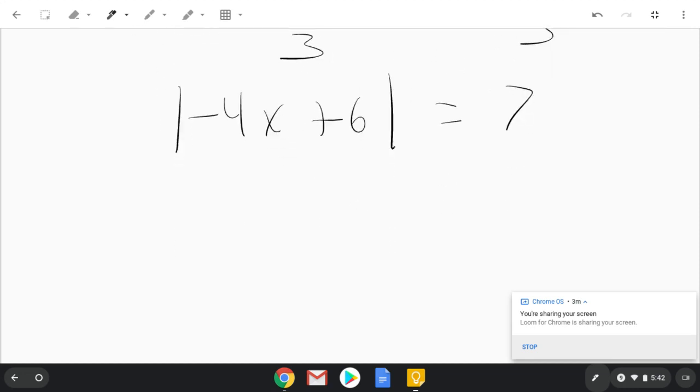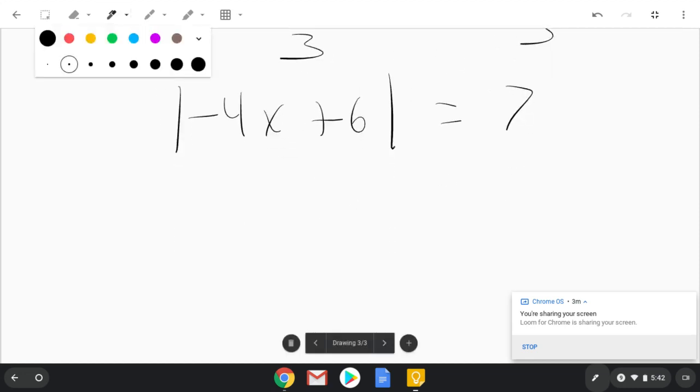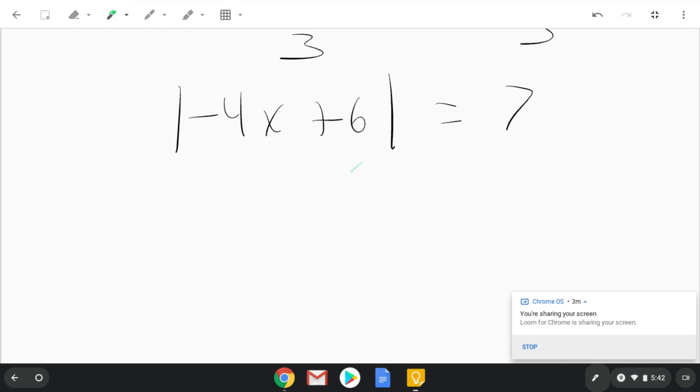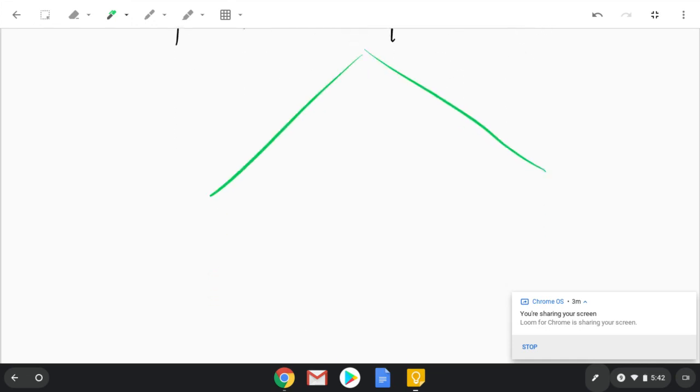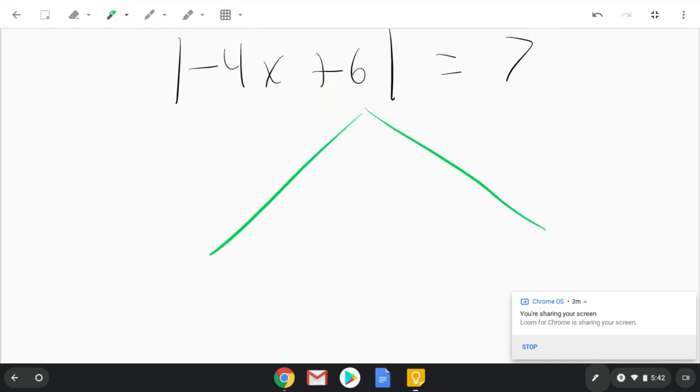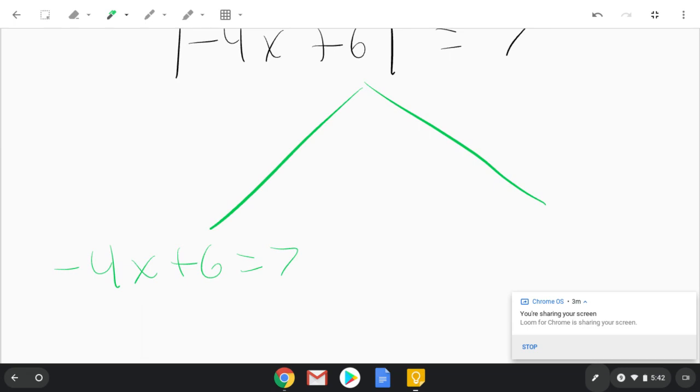And now we can break it up into our two cases. We could have negative 4x plus 6 equals positive 7, or we could also have negative 4x plus 6 equals negative 7.